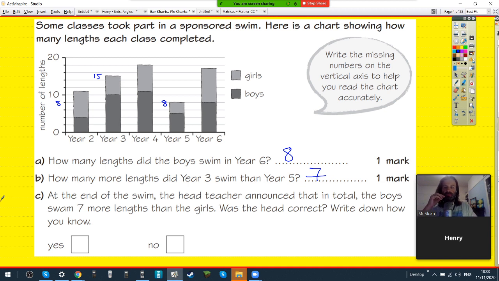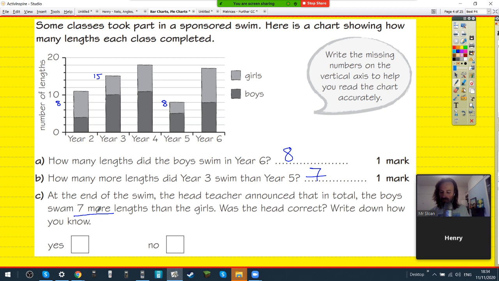At the end of the swim, the head teacher announced that in total the boys have 7 more lengths than the girls. Was the head correct? Write down how you know. I would say yes, because if you look at the chart, year 4 and 3 boys swam more than the girls. She said exactly 7 more. So how could you check if it was exactly 7 more? So it's definitely more for boys.